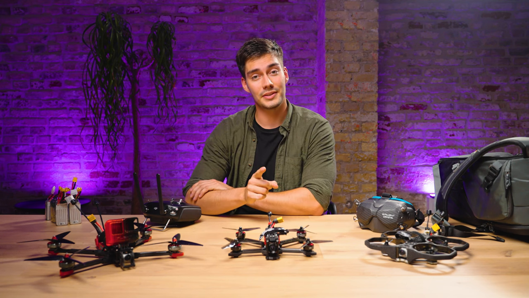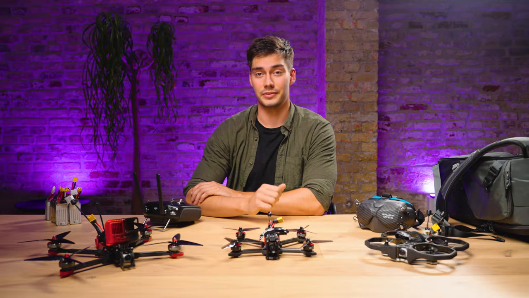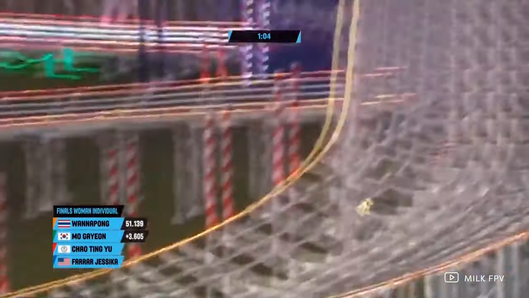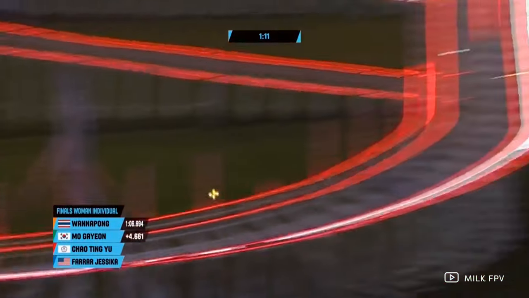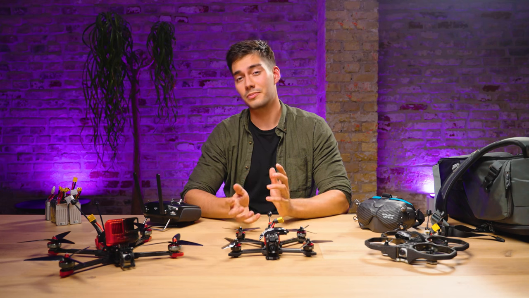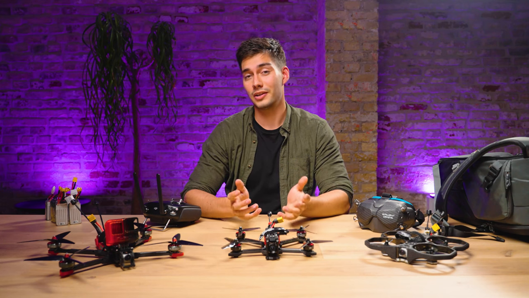Lastly, we have FPV racing, in which analog is the clear winner. Thanks to its lower latency and generally lighter weight, it's much more suited for this style of flying. FPV racing pilots are all about speed. Usually they would race in a course flying through gates, around flags, and avoid obstacles, trying to achieve the fastest time.